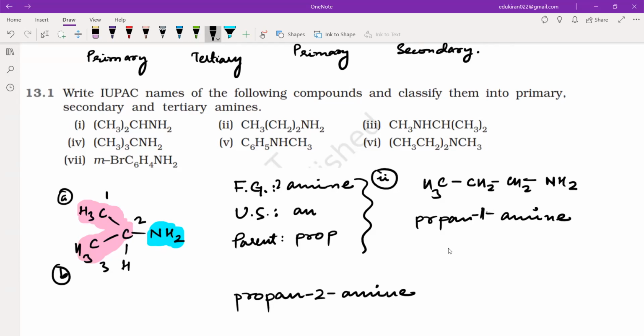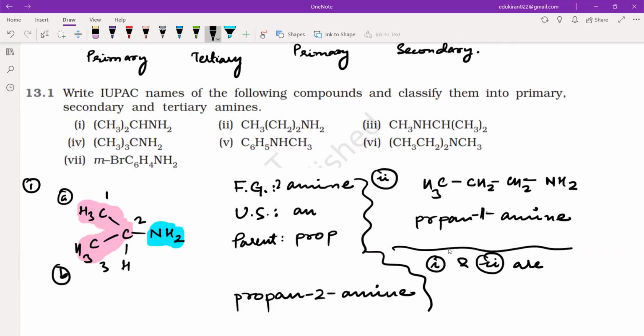Okay. And also there is a relationship between 1 and 2. So 1 and 2 are what kind of isomers? They are position isomers, because everything is the same, propane, amine, only the position of amine is different. So 1 and 2 are position isomers. Any problem till here, guys?